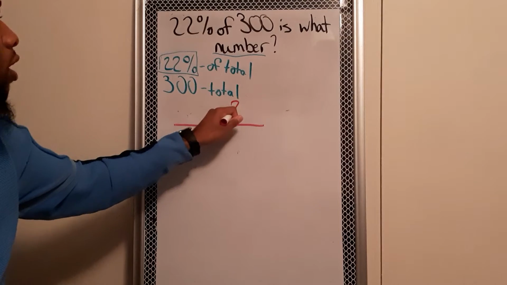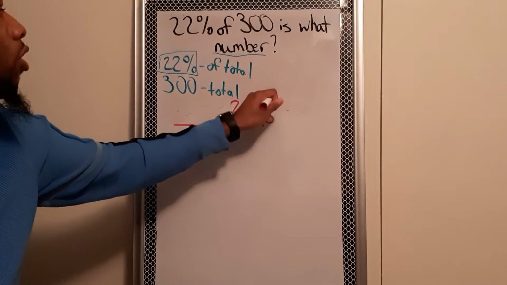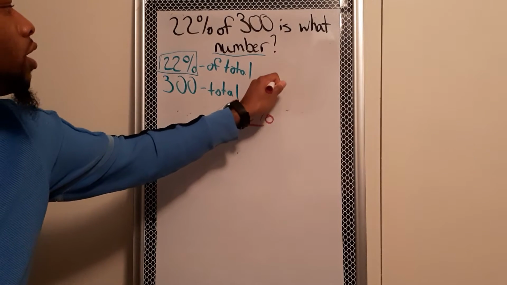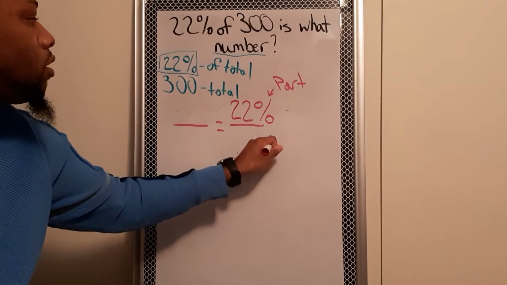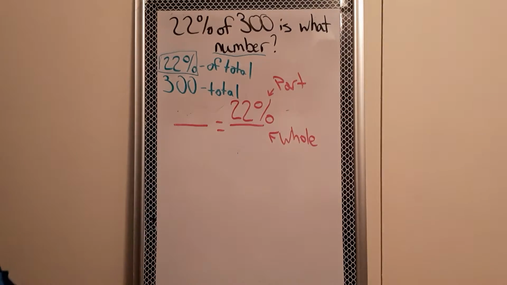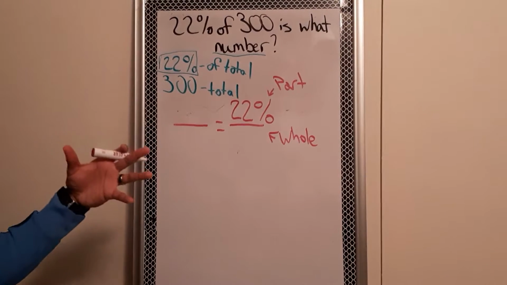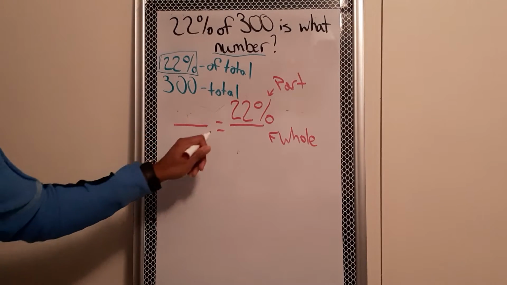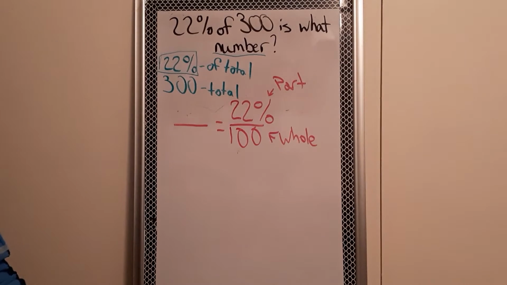So 22% will go in my numerator as my part. The numerator is the part and the denominator is the whole. Well, we said that if we took a test and got all the questions right, we would get 100%. So 100% would be my whole, or the total.